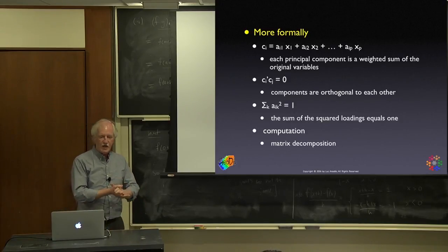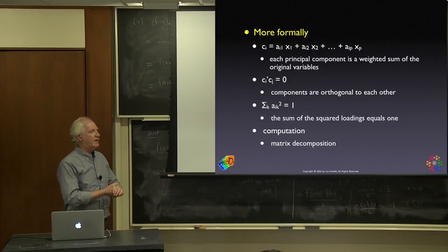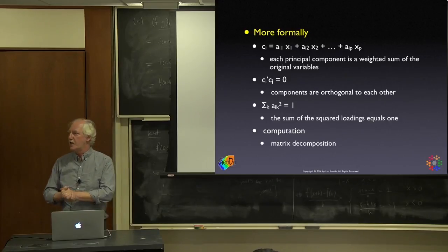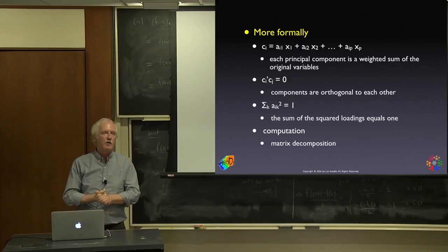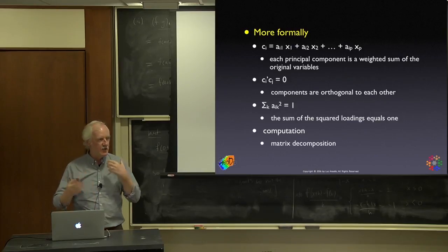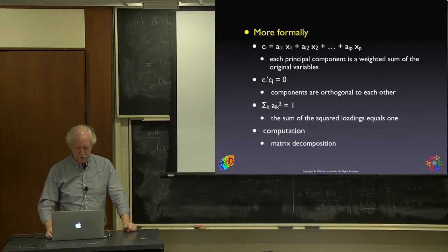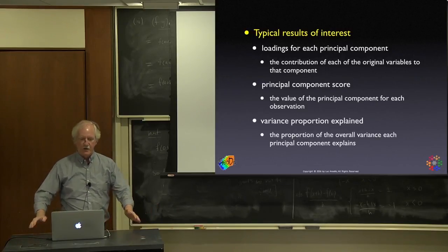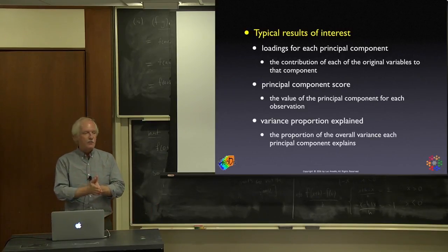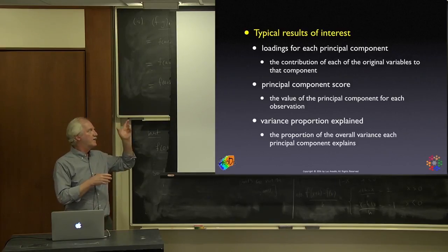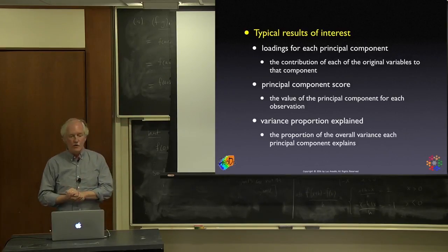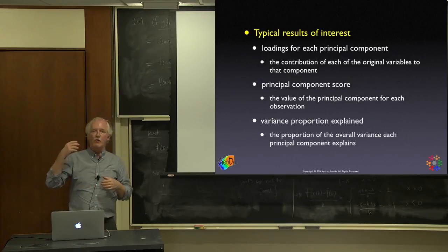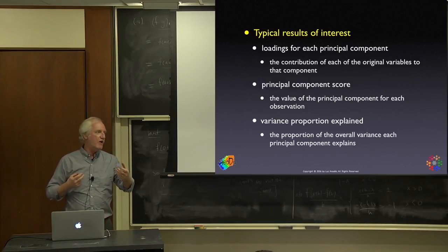How do you compute this? I won't give you the technical details, but it's basically a matrix decomposition. The easiest way to think about this is eigenvalues, although in most modern practice they're not actually used. There are other ways of decomposing a matrix that are much more scalable. So what do we get out of this? We get, for each principal component, these A coefficients, which we call the loadings. That allows us to say, for example, does variable 1 contribute in a positive way or a negative way?